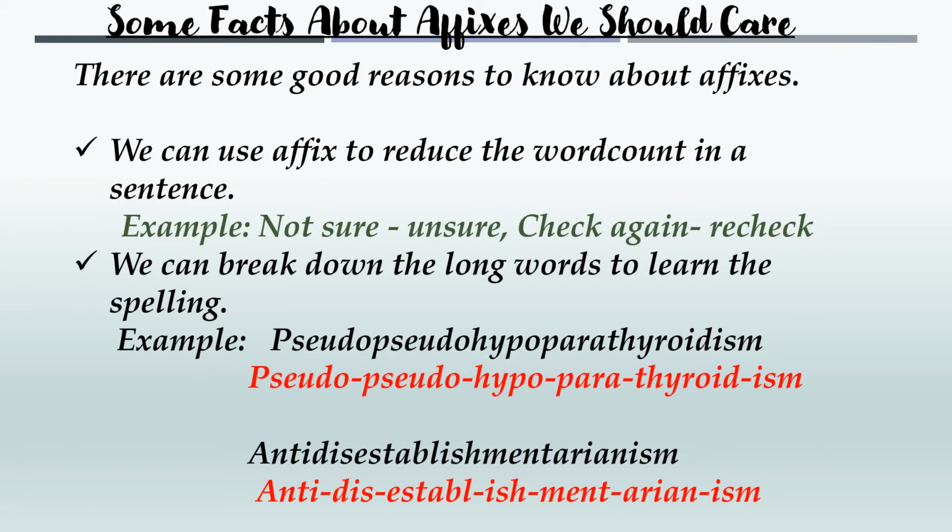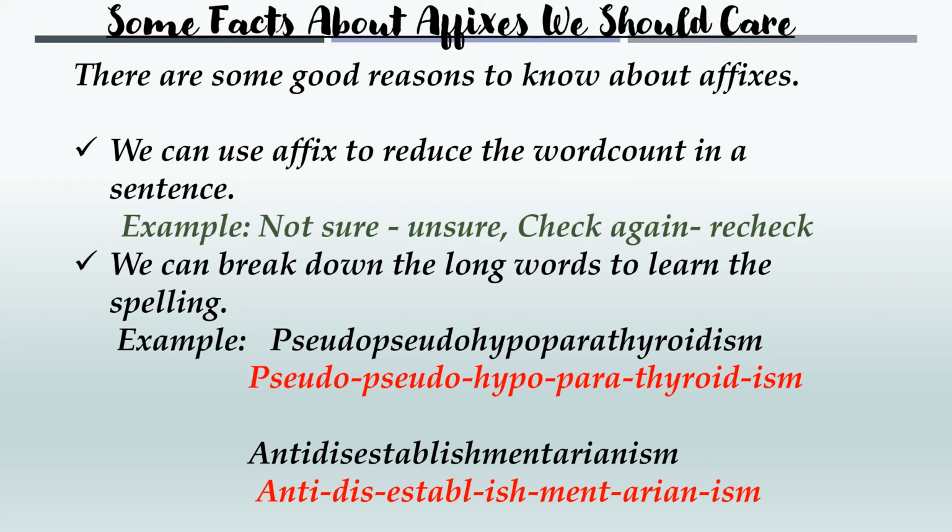Some facts about affixes we should care about, or we can say there are some good reasons to know about affixes. So we can use affixes to reduce the word count in a sentence. You can see the example: not sure. These are two words, but instead of not sure, if we use unsure, we are reducing the word count. The second example is check again. Instead of check again, we can use recheck. So we can use affixes to reduce the word count.